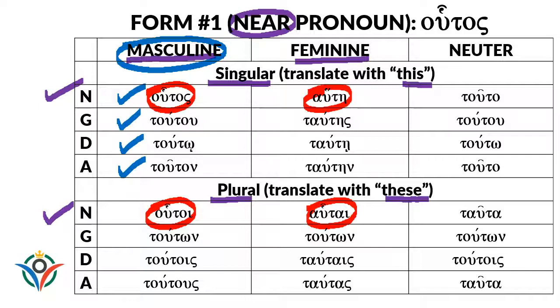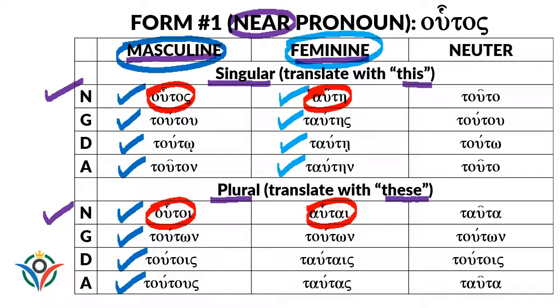The plural forms, the nominative is houtoi. The genitive is toutōn. Dative, toutois. Accusative, toutous. Let us now take a look at the feminine gender forms of houtos. The nominative, as I've already stated, is hautē. The genitive is tautēs. The dative is tautē. And the accusative is tautēn.